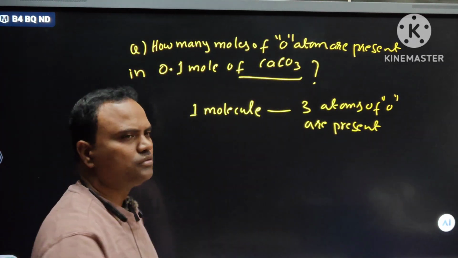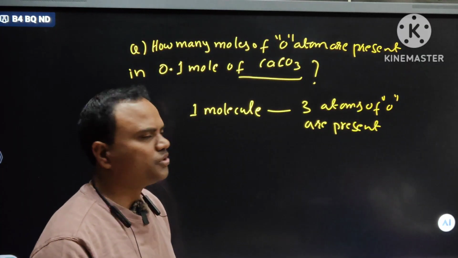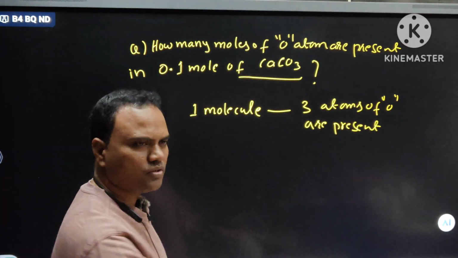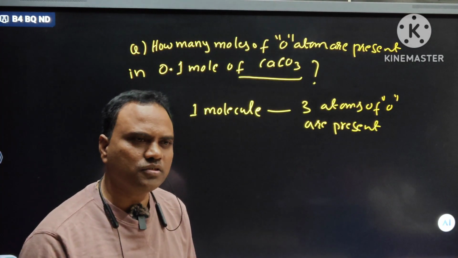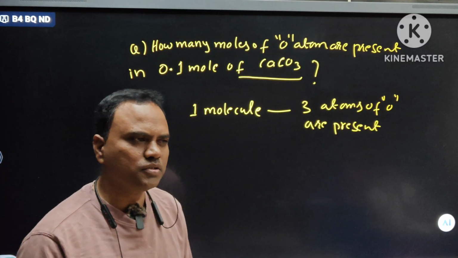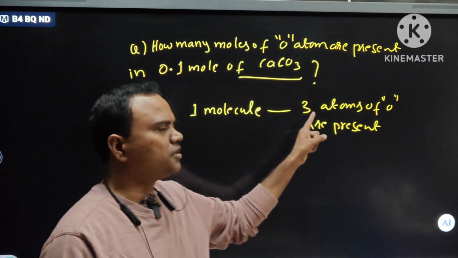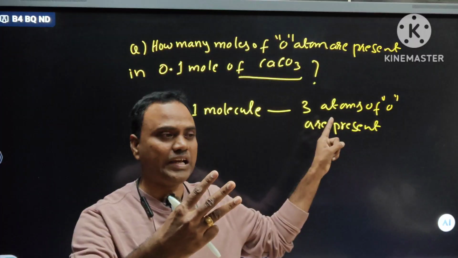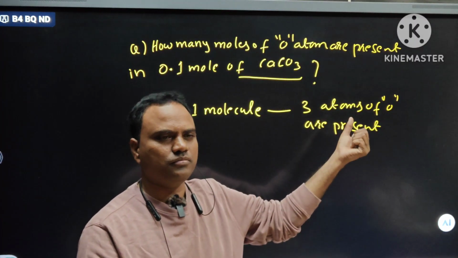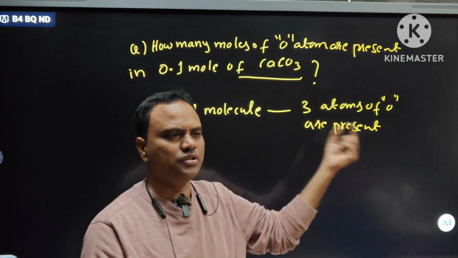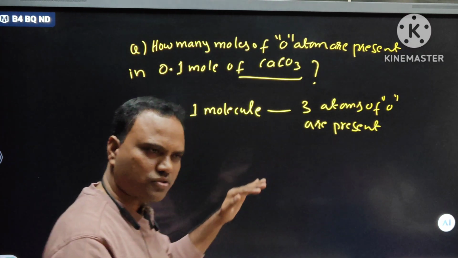2 molecules contain 2 into 3. Correct? 3 molecules, 3 into 3, 4 molecules, 4 into 3, 5 molecules, 5 into 3. You are multiplying with 3. One molecule of CaCO3 contains 3 atoms. 2 molecules contain 2 into 3. 3 molecules contain 3 into 3. 4 molecules contain 4 into 3. And so on.